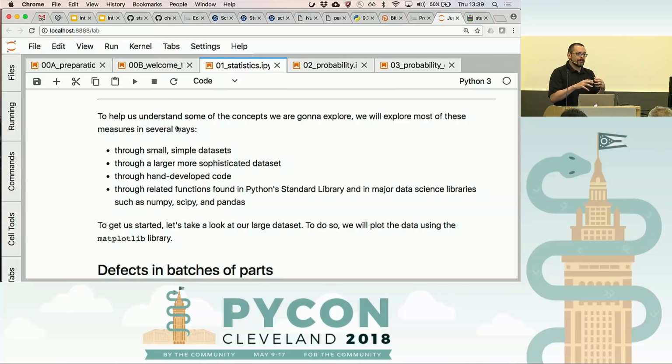We're going to look at the data, and we're going to look at these techniques and these processes through a couple different tools. We're going to start off with some simple data sets, just a couple numbers so we can kind of visually see what the thing is. We will then go through a little bit larger data set, a little more sophisticated.